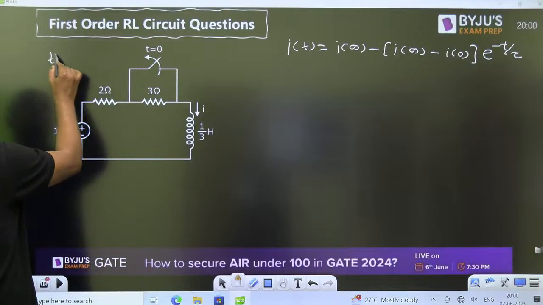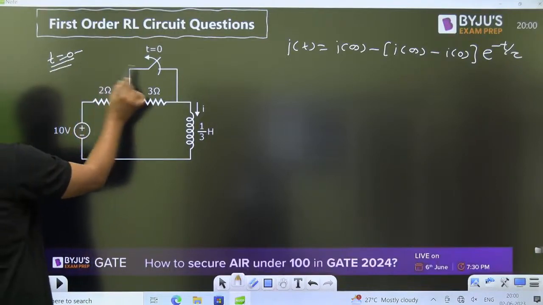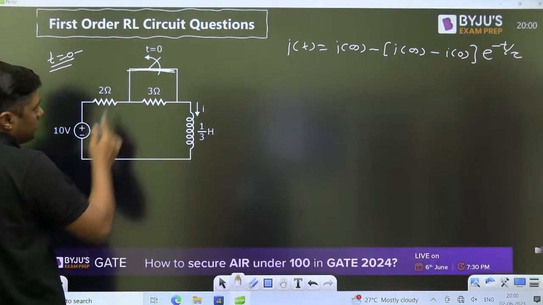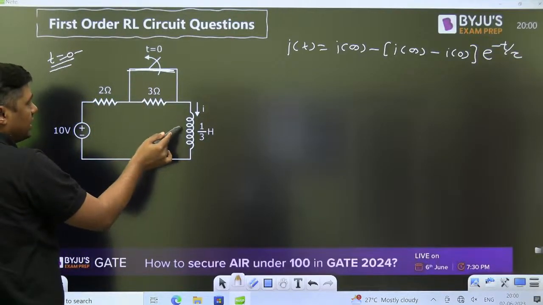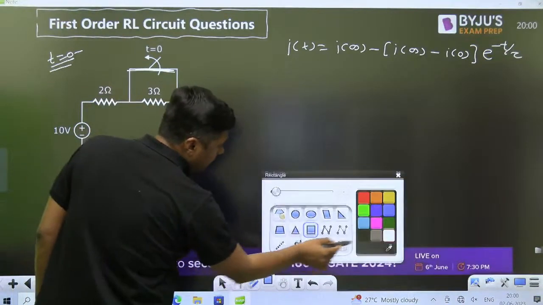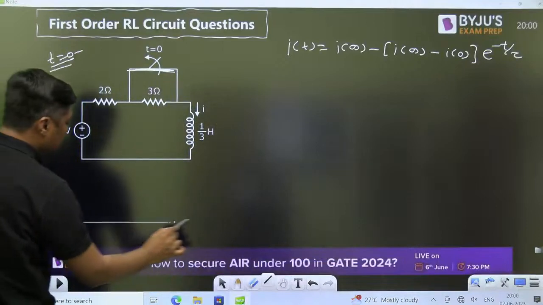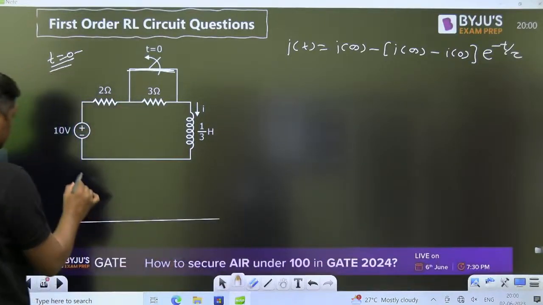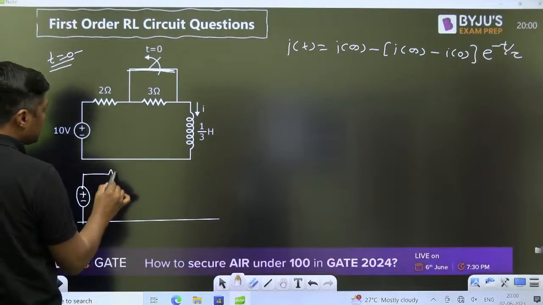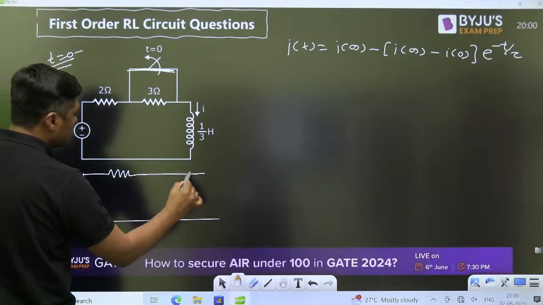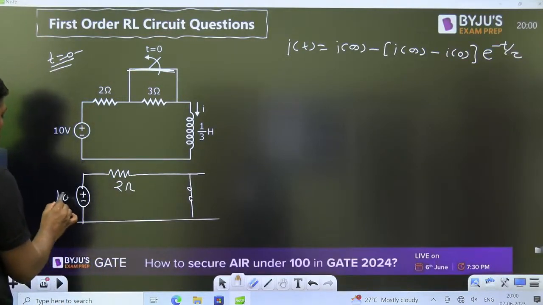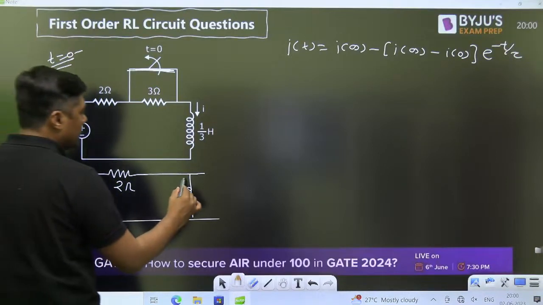For t equal to 0 negative, the circuit is in steady state and the switch was closed for a long time. When the switch was closed for a long time, it will short circuit the 3 ohm resistor, and finally at t equal to 0 negative, this inductor will act as a short circuit under steady state. What will be the diagram? This is the 10. This resistor is already short circuited. This is the 2 ohm. This is the 10 volt. So 10 divided by 2. What will be the current here? 5 ampere.